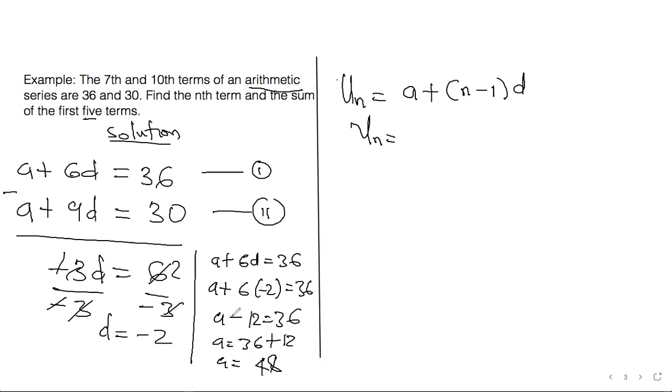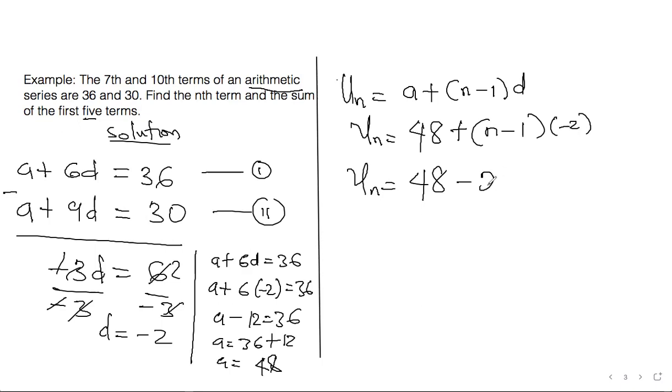Then I can replace A with 48 in this equation. I don't know what n is, because it's saying the nth term, so we just want to write an expression because we don't know the position. D is minus 2. So Un will be 48 plus n minus 1 times minus 2. If I expand this bracket, minus 2 times n gives minus 2n, and minus 2 times minus 1 gives plus 2. So Un will be 48 plus 2 minus 2n.